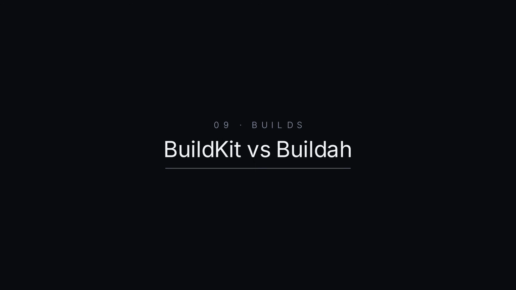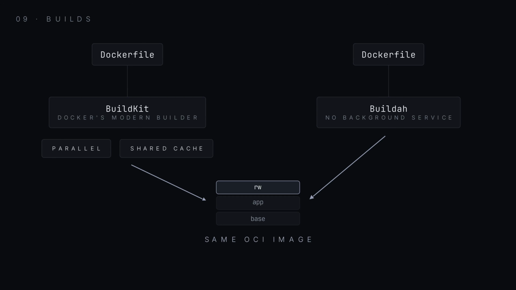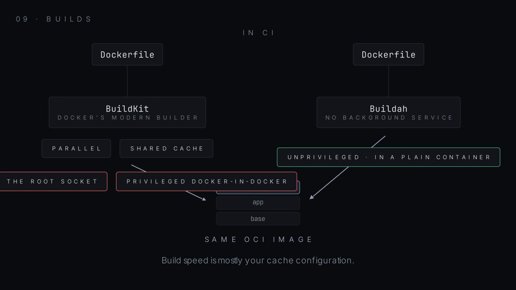Building images splits along the same line. BuildKit is simply Docker's modern image builder, not a separate container runtime, and docker build hands your Dockerfile to it. BuildKit runs as its own background service and adds real parallelism and shared caching. podman build instead uses Buildah, a tool that builds the same kind of OCI image with no background service at all. For most teams, the speed difference between the two is noise, next to how well you have configured your cache. The gap that actually matters shows up in CI, where building with Docker usually means mounting that root-owned socket, or running Docker inside Docker with full privileges. Buildah builds unprivileged inside a plain ordinary container the whole time.